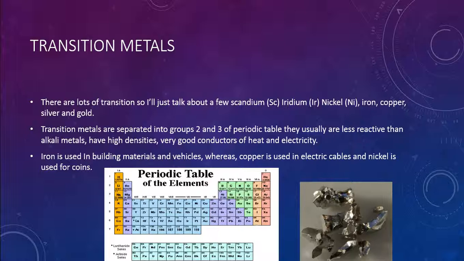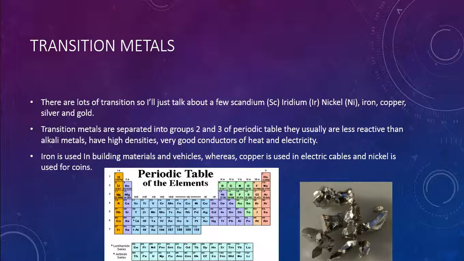silver, and gold. The transition metals are separated into, I wouldn't say groups, I would say rows. So you've got one row where Ca is, then another where Sr is, another where Ba is, and another where Ra is. This is just because there are quite a lot of them.